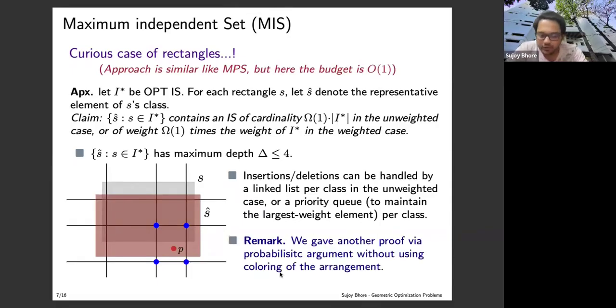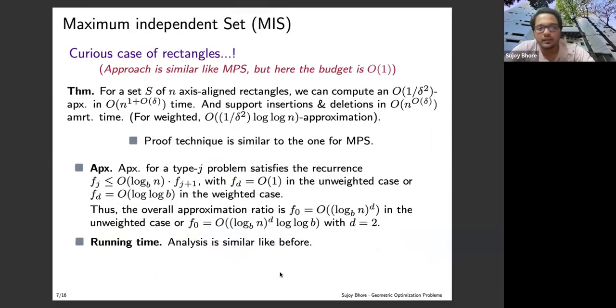And we also gave another proof via a probabilistic argument, which does not use the coloring of the arrangement. But I want to point out that this alternate argument does not actually give an algorithm explicitly. So for the algorithm, we still take Pareniya and Bartos's algorithm. I'm not going into the proof for this, because the proof technique is somewhat similar to the one that I described for the minimum piercing set.